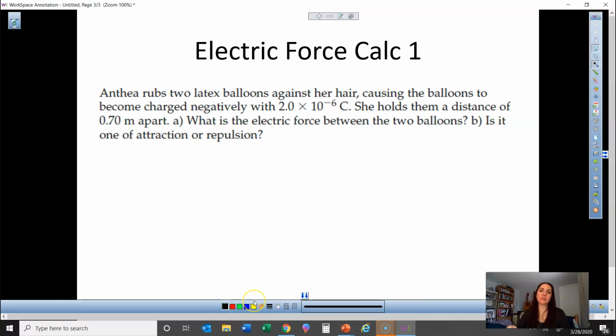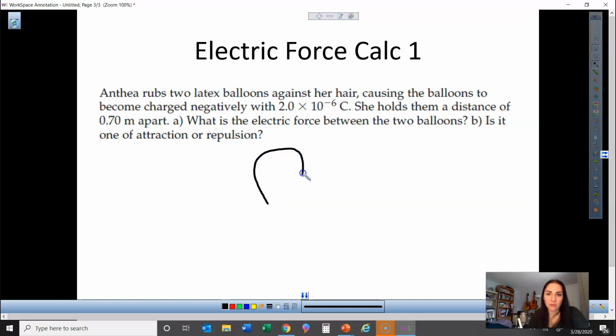Okay, so I'll tell you this. Your calculations will be plug and chug. I'll give you all but one to worry about, but it's still important to see how we go through these types of calculations when we do it. So Athena rubs 2 latex balloons against her hair, causing them to become negatively charged with that amount of charge. She holds them at a distance of that apart. What's the electric force between the balloons? Is this attracted or repelling?